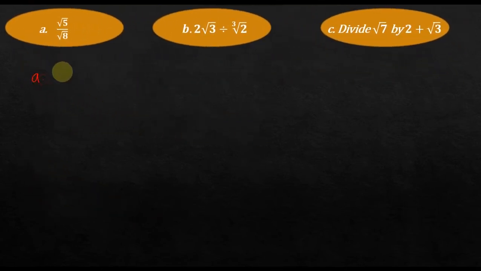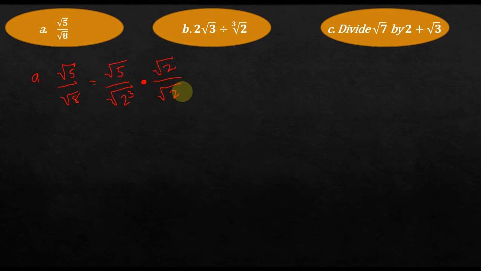So A, square root of 5 over square root of 8. So first is to transform the denominator, which is square root of 8, to exponential form. So this is equal to square root of 5 all over square root of 2 cubed. Next is to rationalize. So we're going to do rationalization, where we multiply the numerator and the denominator by the square root of 2.